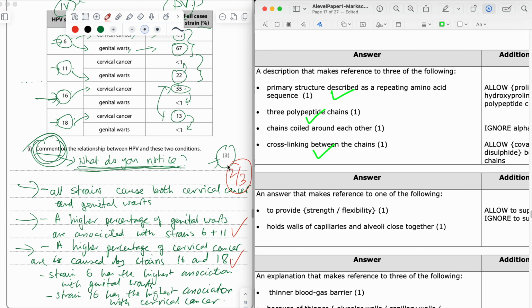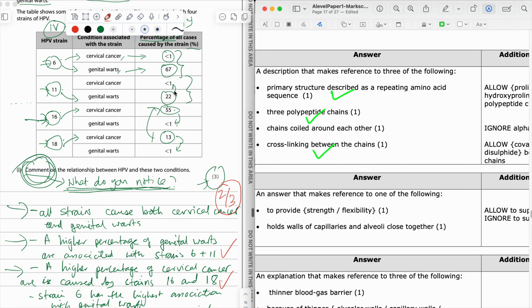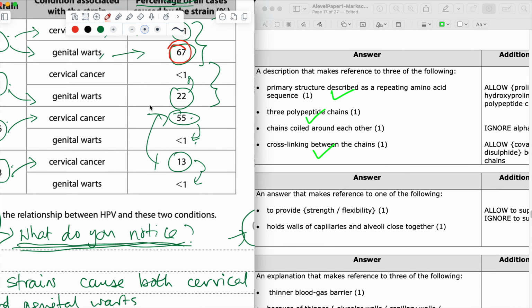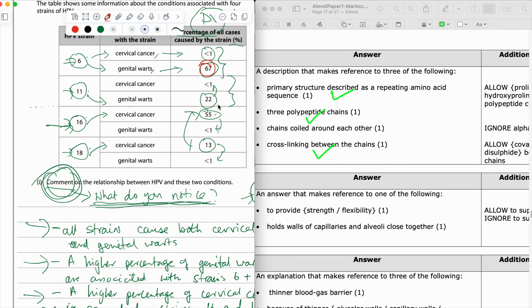Yeah, this one was a bit odd. I think I lost 1 mark because here the most obvious things about the strains and their association with the cervical cancer or the genital warts, that part was okay. But then for the 3rd mark, they wanted to say that the genital warts numbers, if you look here, are higher, right? So the genital warts, we got 67, 50, oops, that's 51 now. Oh no. Genital warts 22, cervical cancer 55, genital warts 67, 22.